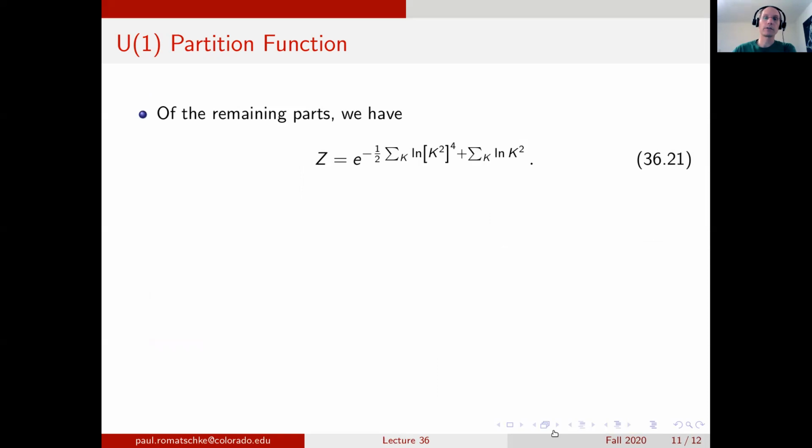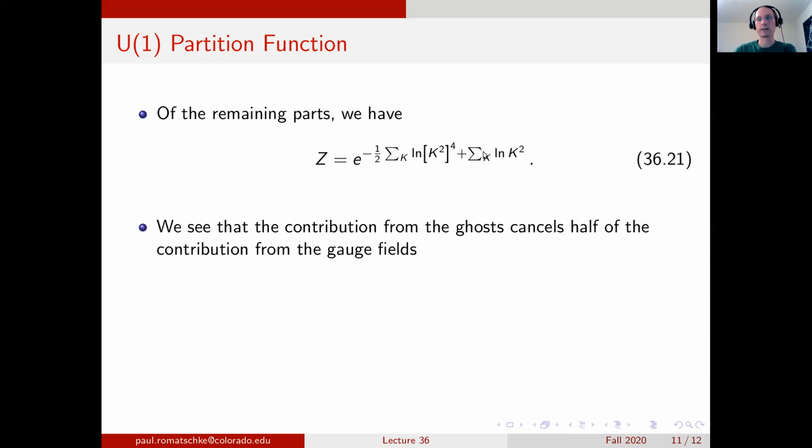Of the remaining parts, we now have that the partition function is given as e to the -1/2 sum over K logarithm of K squared to the 4th power, and the ghost contribution plus sum over K logarithm of K squared. One clearly sees that the ghost and the gauge field parts have the same form, but the ghosts come in with a minus sign and a factor 2 with respect to the gauge fields. So if we take into account this contribution, we find that the partition function is e to the minus 1/2 sum of all k logarithm of k squared to the second power.